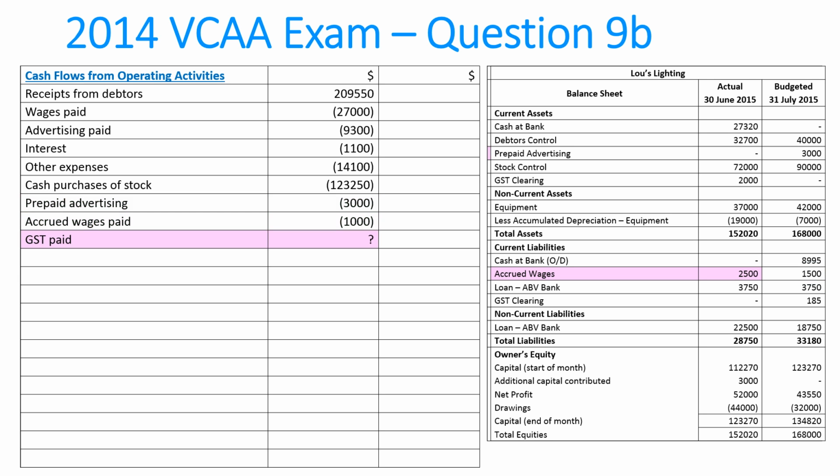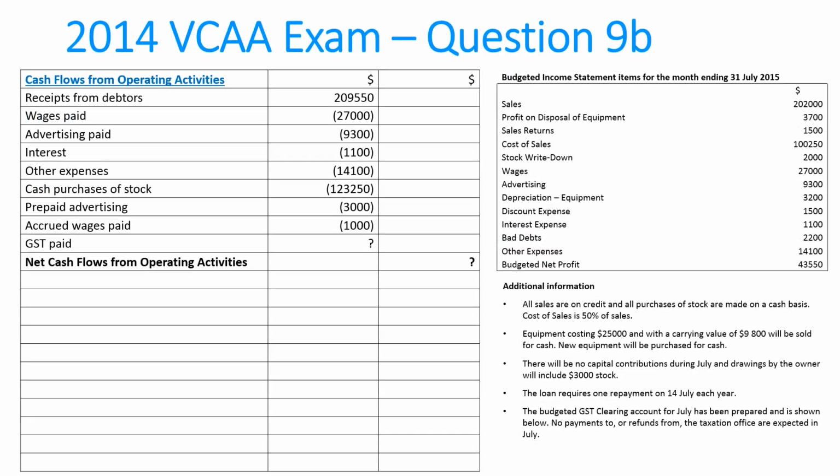We then have GST paid, which we always leave to the end because it does cover multiple sections. It covers operating and potentially investing. So I'm going to leave that till the end. I'm going to put my heading in, net cash flows from operating, but again, I'm also going to leave that total until the end. What I'll do now is move on to the cash flows from investing.